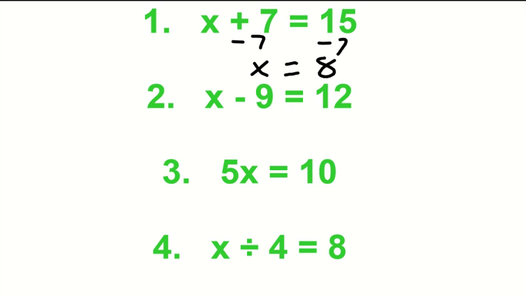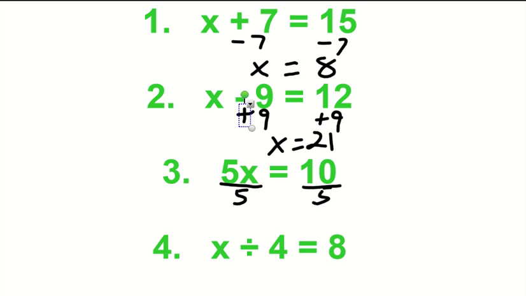Number 2, Lily. We add 9, and like she said, we get x equals 21. Number 3, 5x equals 10. Alexandra. X equals 2 is correct. That's multiplication, so we divide. We get x equals 2.